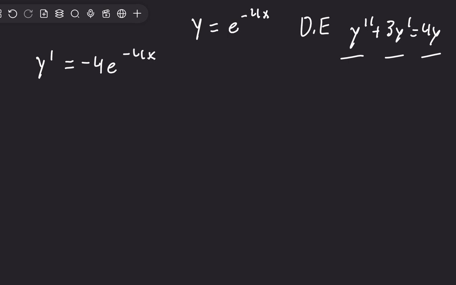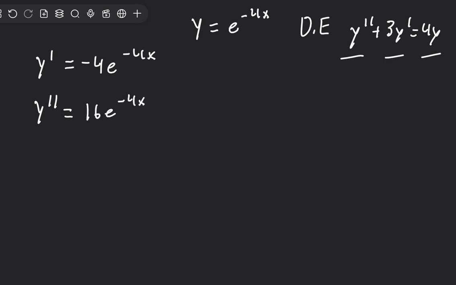So how did I get this? Because e to the x, it's our basic derivative, where you're just moving it to the front, and e to the x is just e to the x, chain rule. And then y double prime, you'll do the same exact thing. Negative 4 times negative 4 is just 16e to the negative 4x.